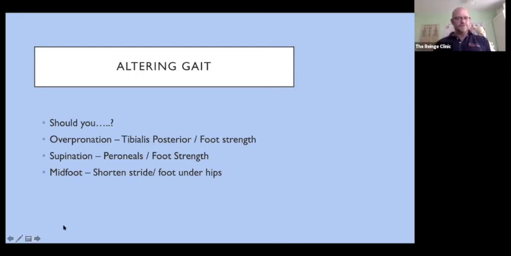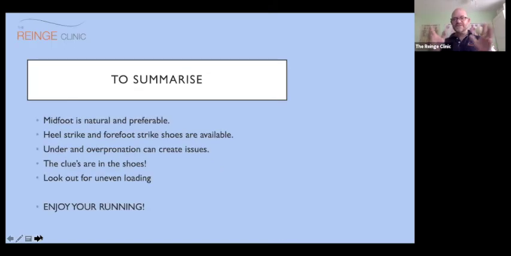Oh, I'm getting on my soapbox now. Let me summarize everything that's been said today. A mid-foot strike is natural and it is preferable, but it's not necessarily achievable, either because you're like me or because you just got into the habit that you're never going to break. In which case, shoes are available to go with your problems, but be aware of what that problem is.